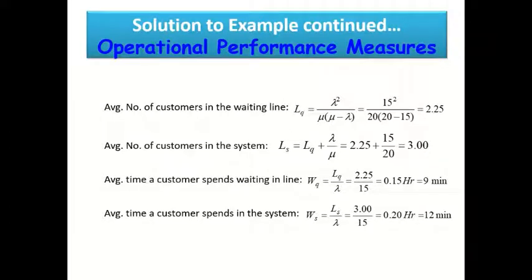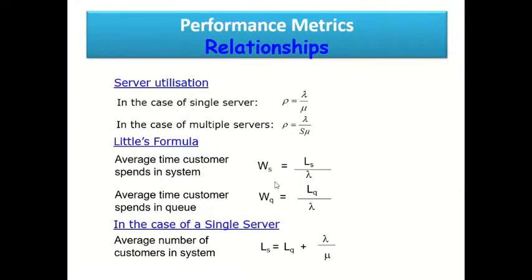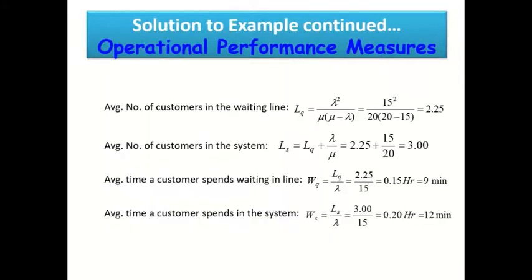Now using the prominent formulas we studied earlier, we calculate for this case. We get the average number of customers in the waiting line, that is LQ, as 2 point something. So on average, just over 2 customers, maybe 2 to 3 customers, will be in the waiting line. Then the average number of customers in the system is given by LS is equal to LQ plus lambda by mu. When we put in the values, we get the value of 3. So we can expect that about 3 customers will be in the queue system on average.